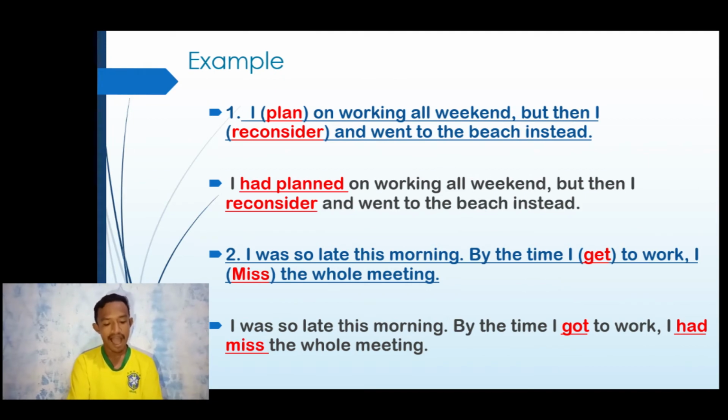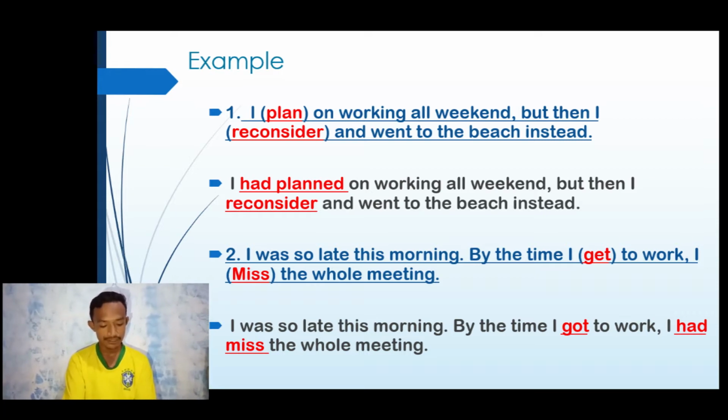Friends, at this moment, I will give an example of the simple past and past perfect. At this point, I will give only two examples. Question number 1. I planned on working all weekend, but then I reconsidered and went to the beach instead. So, answer number 1 is: I had planned on working all weekend, but then I reconsidered and went to the beach instead. Question number 2.